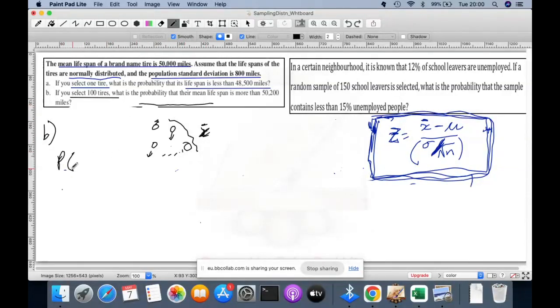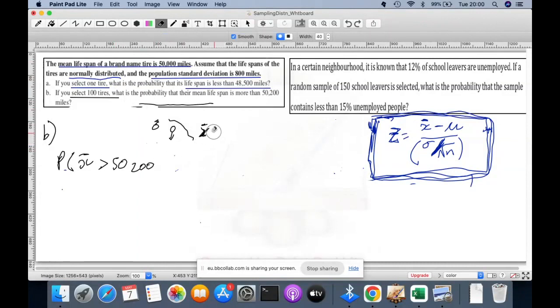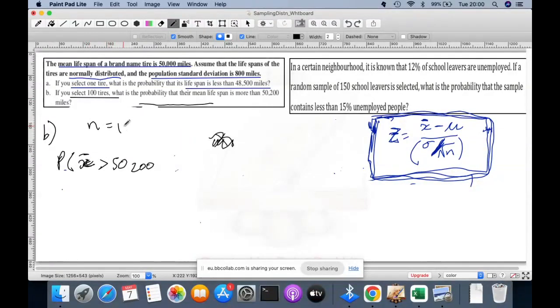that their mean life, so that means X bar, is greater than 50,200. That's what they're asking you. So before it was X, now it's not X. Now it is X bar. They're telling you you're taking a sample of 100, so n is 100, and you want to know what is the probability that the sample mean, X bar, is greater than 50,200.